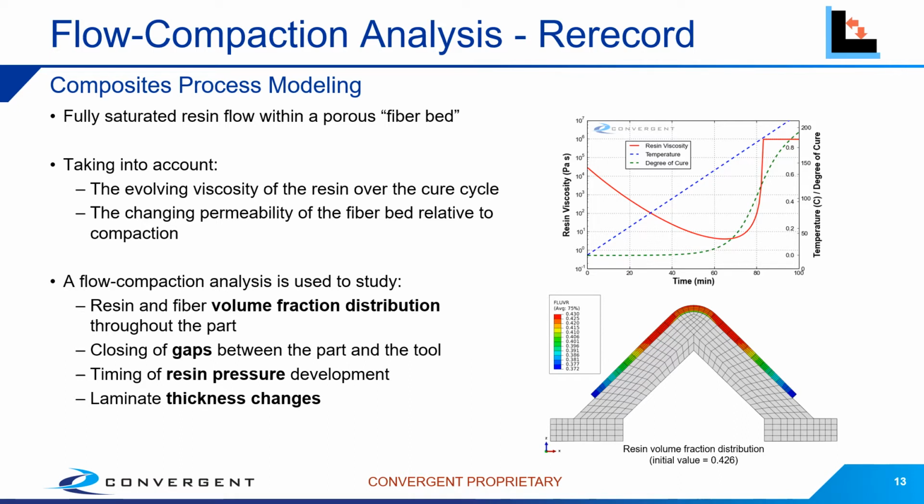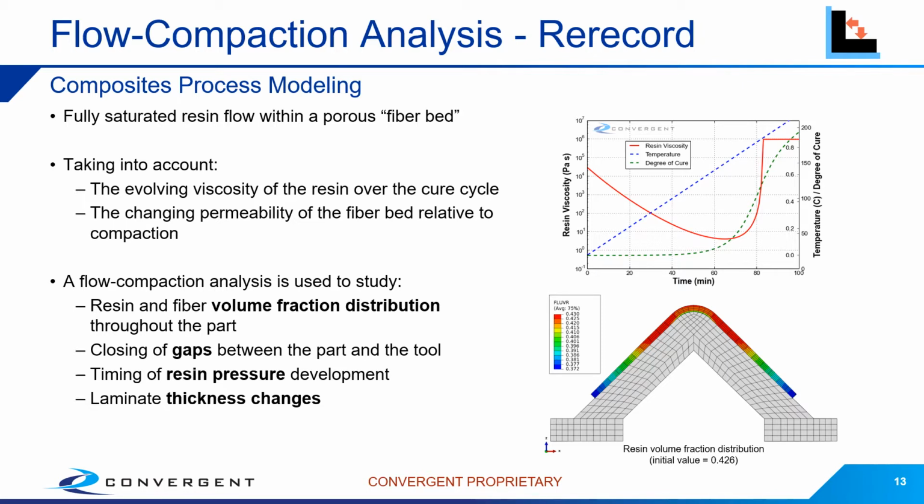The next analysis type is the flow compaction analysis, which simulates the flow of saturated resin through a porous fiber bed. So of course we have our fiber bed, which consolidates when we apply pressure, and this changes the permeability of the fiber bed. Our matrix is also curing, which changes the viscosity as well. So there's many factors going on here.